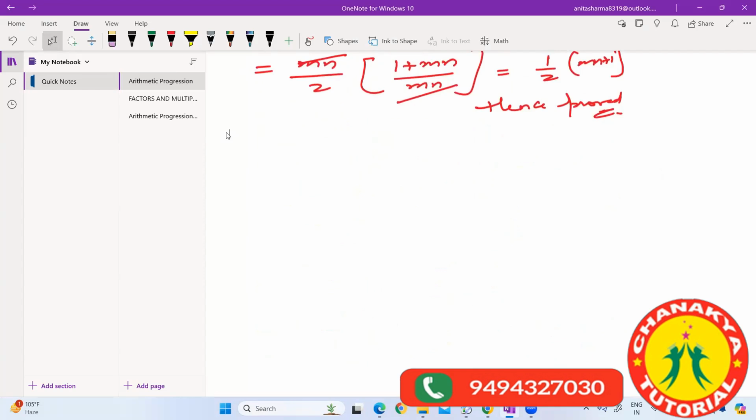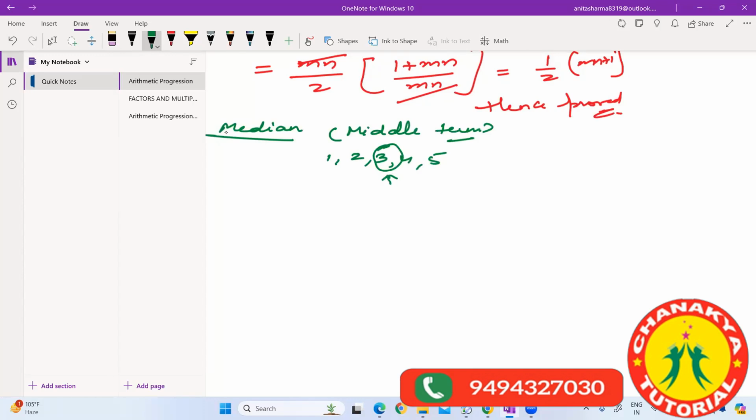See now, your median was... median basically means the middle term. Right, beta? So suppose we are having 5 terms. Then your middlemost term will be the 3rd. It is obviously seen. You can observe it in the series only.